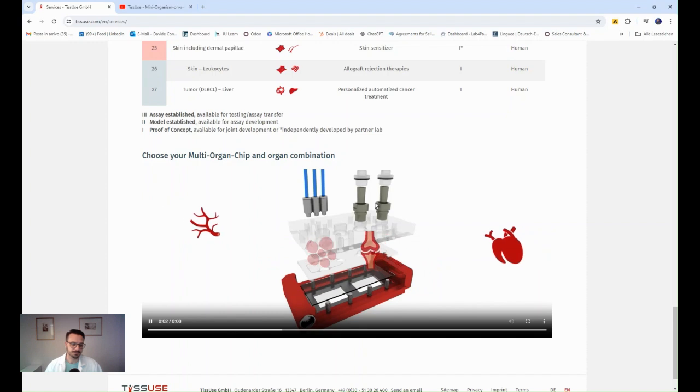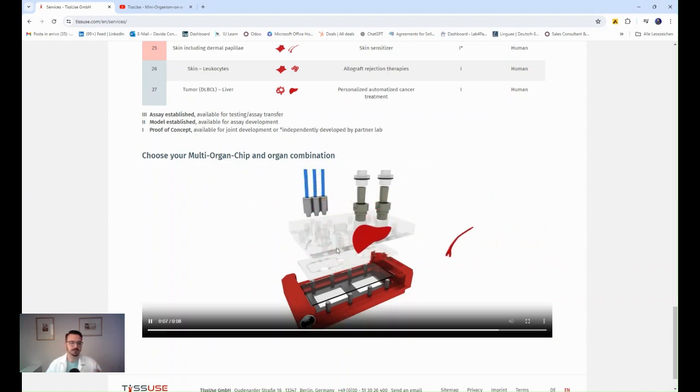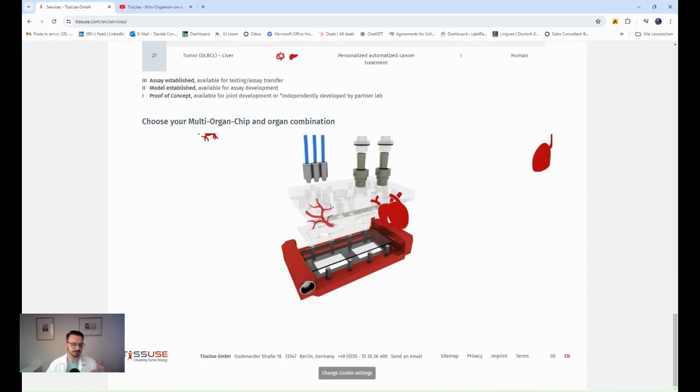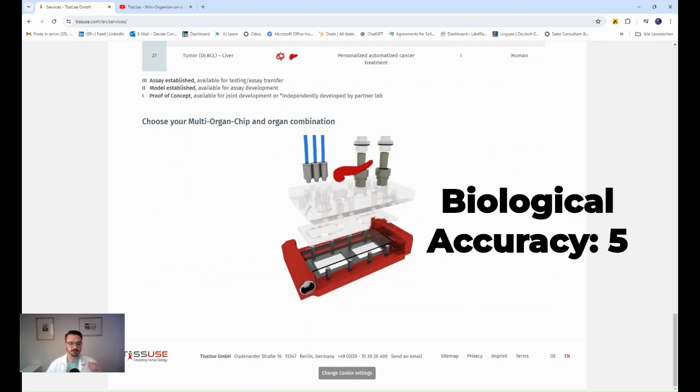And the nice thing about the platform is that they have a dedicated format for the individual organ. So it's not a one size fits all, but really every organ is fit into a particular type of well. And for this, really customized chips. So in terms of biological accuracy, this is really top notch. This would be a 5 for us.